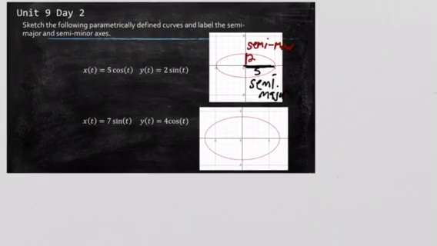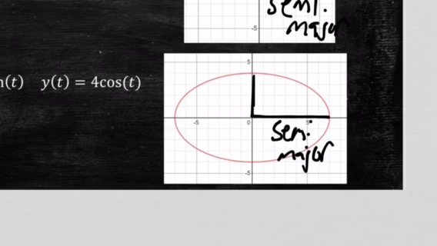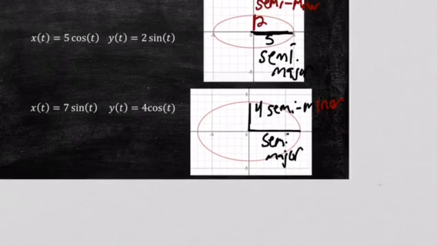All right, and then down here we have 7 sine t, 4 cosine t. So again, 7 is the semi-major, and then 4 is the semi-minor. Didn't color code it that time, but that's okay. Except for when I try to write black on black. Okay, so there we go.